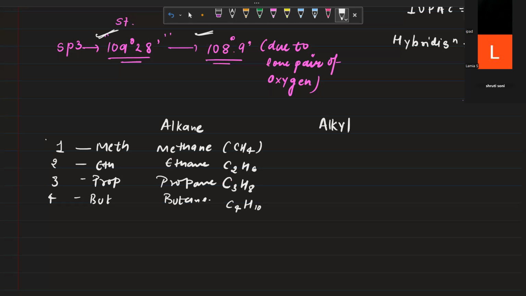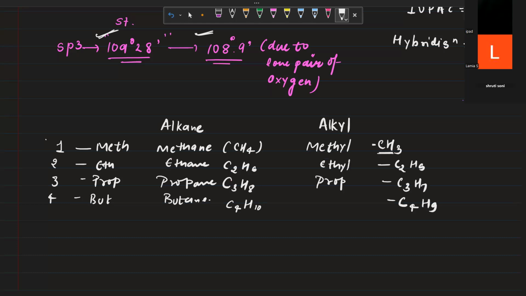Alkyl group is same as alkane, but in this case we remove one hydrogen. So here is CH3, and C2H5, and this is C3H7, and this is C4H9. All these groups are alkyl groups, and whenever we remove one hydrogen from alkane, we name this as methyl. This is ethyl, propyl, butyl, like this. Do you understand now?